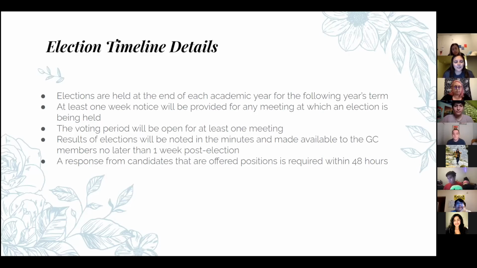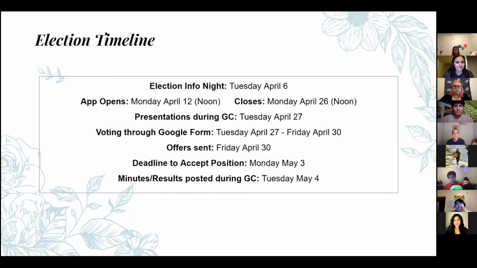The results of our elections will be noted in our minutes and will be made available to all of our general counsel members no later than 1 week post-election. So we will make that known to our community on who was elected for NRHH for next year. And just know that if you are elected, we do require a response from you within 48 hours of whether or not you are going to accept the position for next year. Okay, so what's our timeline looking like?